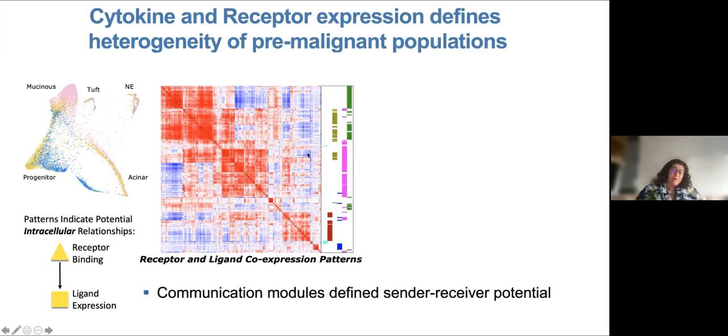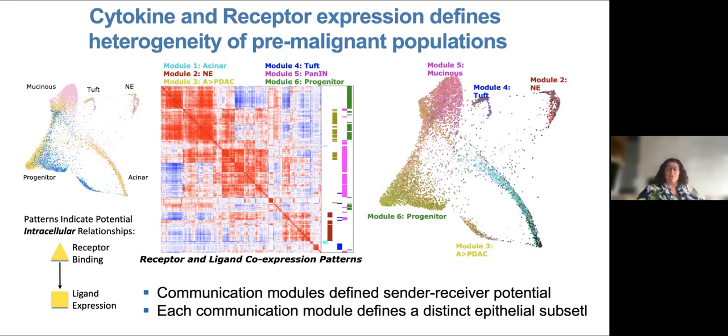So we built an algorithm to build these communication modules, where a gene can belong to more than one module. And these communication modules really define the sender and receiver potential of these cells. And this really organized our cells quite nicely into different ranges. There was the progenitor module, the gastric module, the tuft module, and each of them really was defined by a whole set of co-varying receptor and ligand expression.